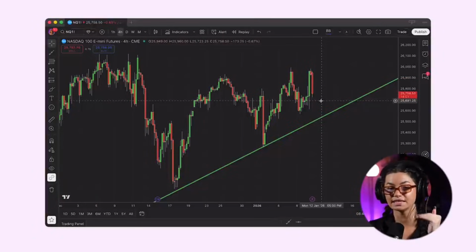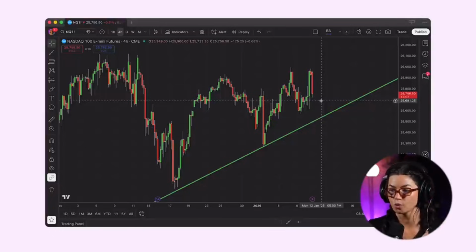When I mark up the ceilings and the floors, or the support and resistance, and wait for both of those things to be broken, now not only am I waiting for the trend line to get broken, but I'm also waiting for support and resistance to be broken. If I wait for both of those things, it's double confirmation. It helps me feel much more confident about my position. But now how do we mark it up?